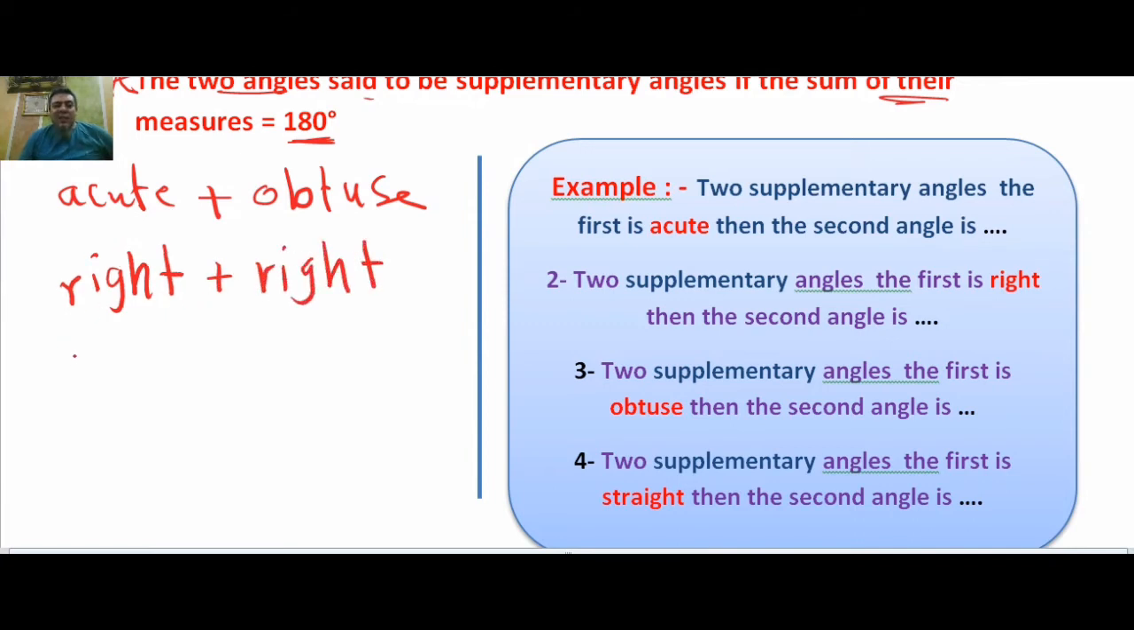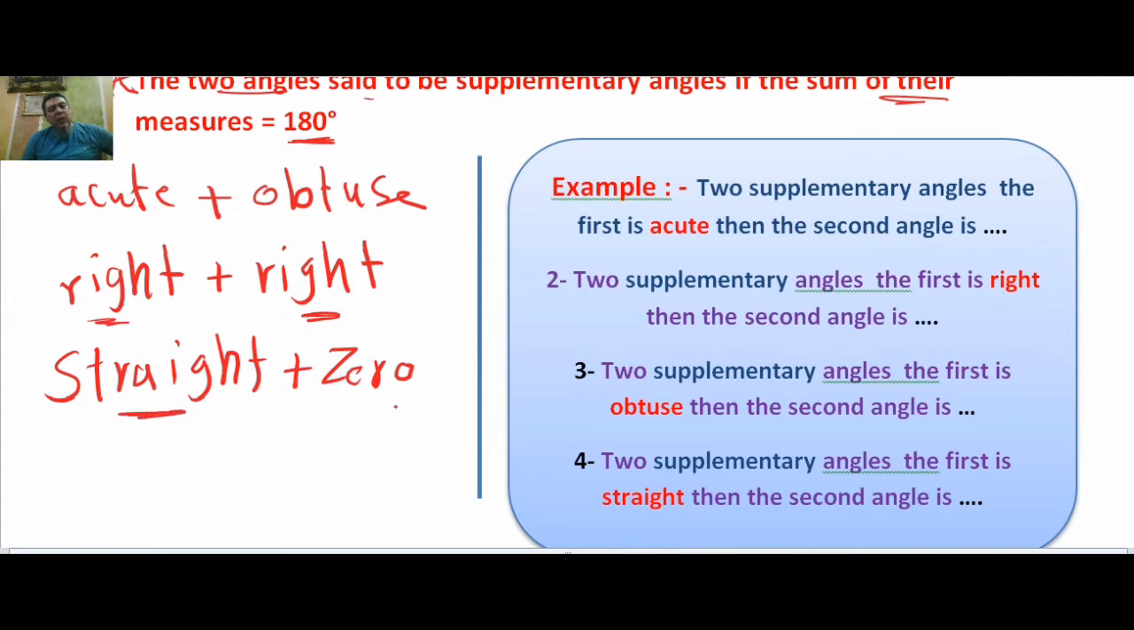If the first is a straight angle, the second is a zero angle. So: the first acute, the second obtuse. The first right, the second right. The first straight, the second zero.